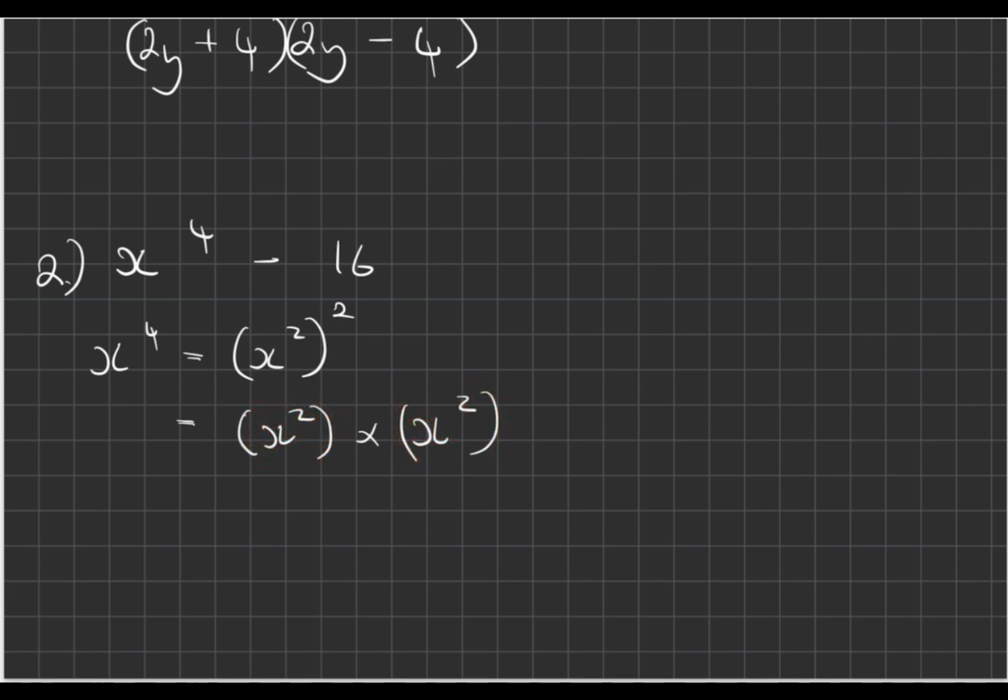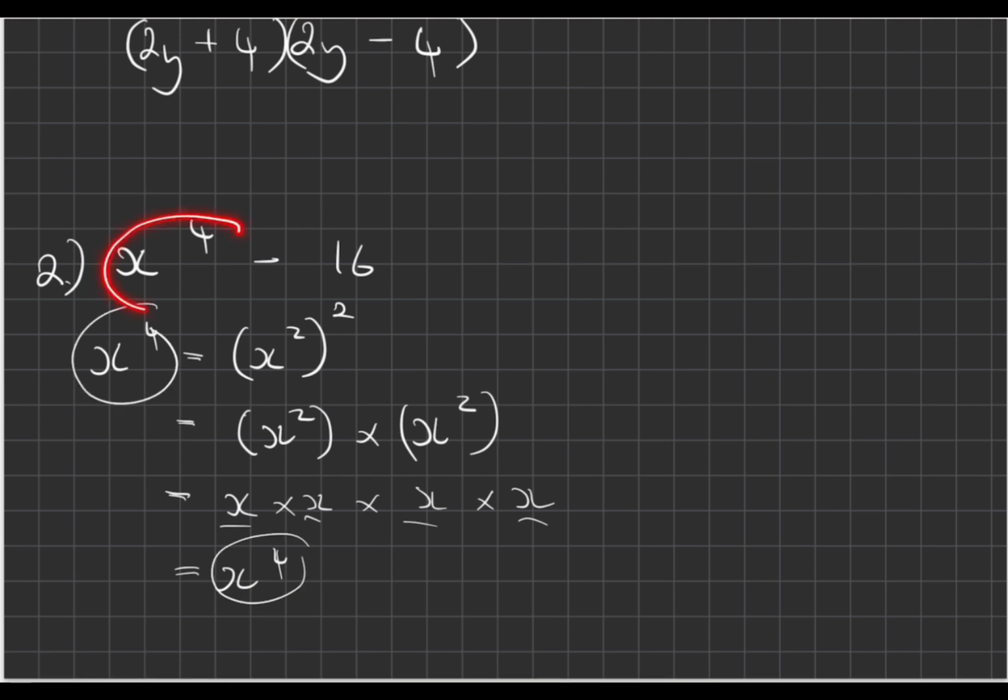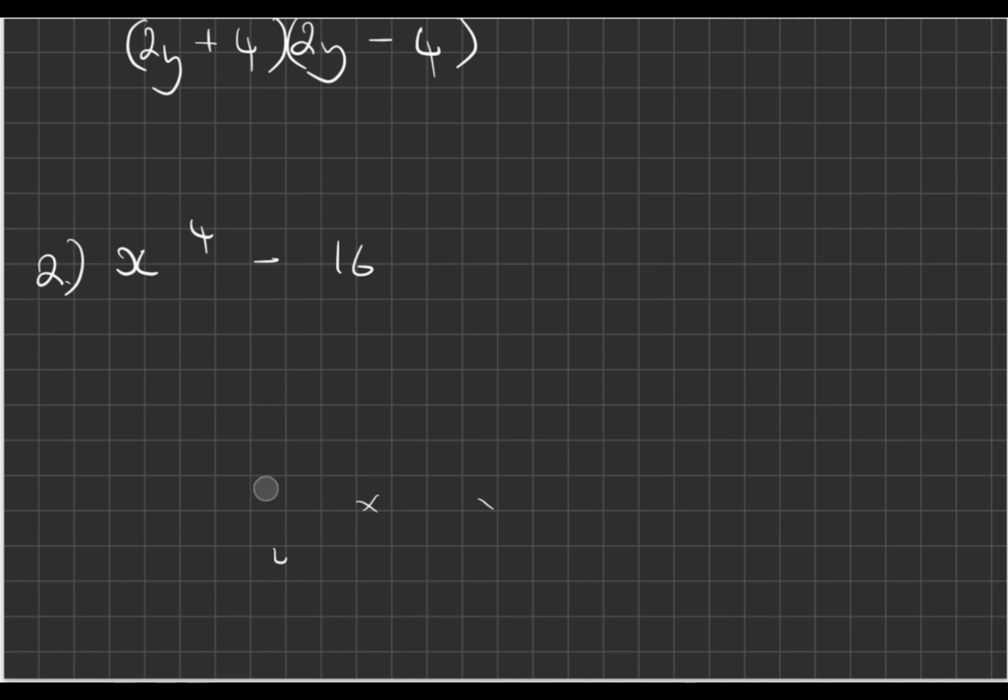And then if we were to expand it again, it would just be x multiplied by x, multiplied by x, multiplied by x. And x times x times x times x is equal to what? It's just going to equal x to the power of 4, which is the same as what we had there. So you see, these are actually equal to each other. So yes, x to the power of 4 is a square number, and I'm going to show you another example using this.